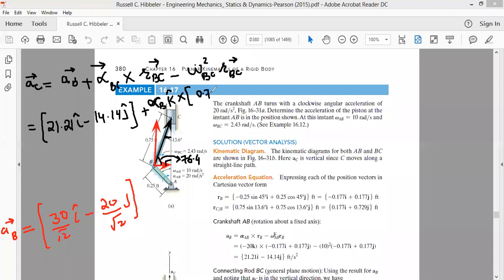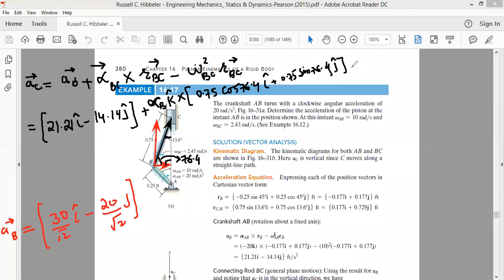0.75 cos of 76.4 i cap, and the j component will be plus 0.75 sine of 76.4 j cap. Okay, so this is RBC.